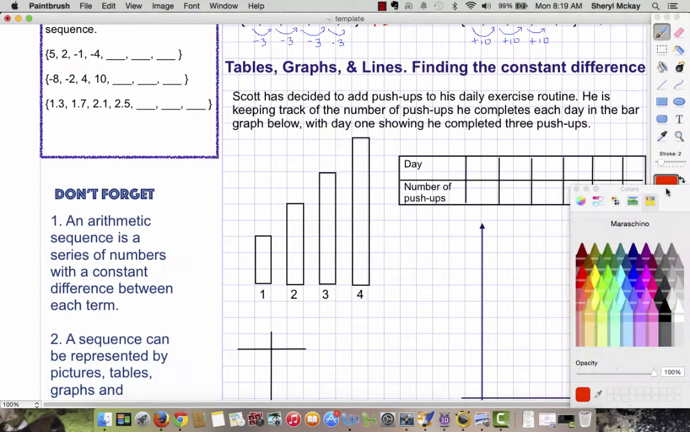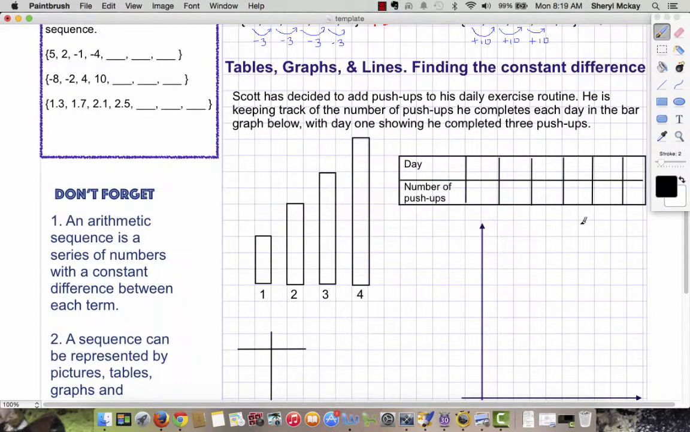Now let's go ahead and just see how we can use arithmetic sequences and how they can be represented. Take a look at this little problem here underneath tables, graphs, and lines, finding the constant difference. It says, Scott has decided to add push-ups to his daily exercise routine. He is keeping track of the number of push-ups he completes each day in the bar graph below. So here's the bar graph right here.